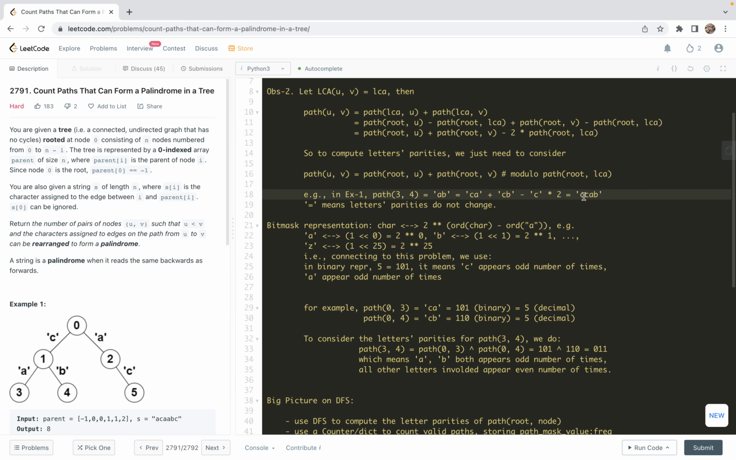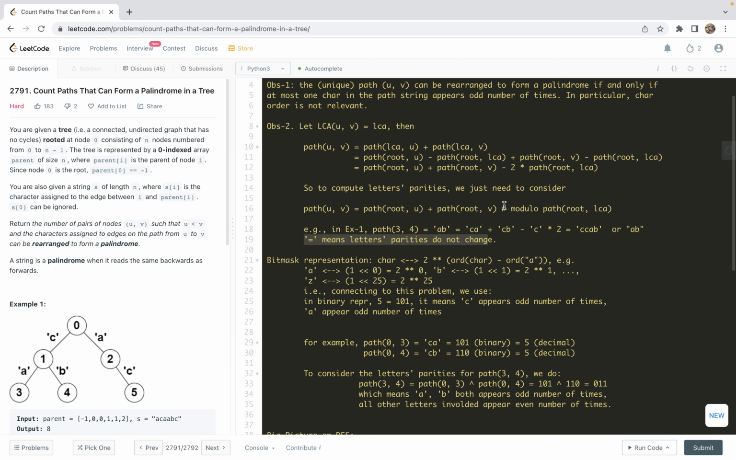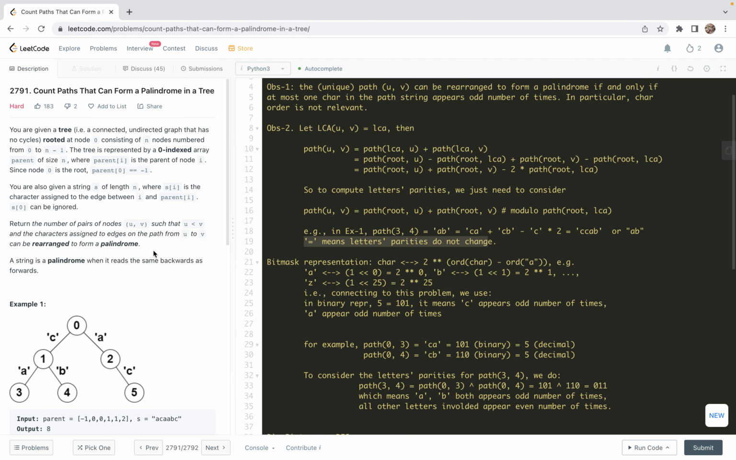So we're going to get AB, right? Or you can see it's just the CCAB, but C appears even number of times. It does not affect if it's a valid path. By valid, we mean we can rearrange that to make it a palindrome path. So here, as I marked, this equality means letters parity do not change. So these are the 2 observations that are important for us in this specific problem.